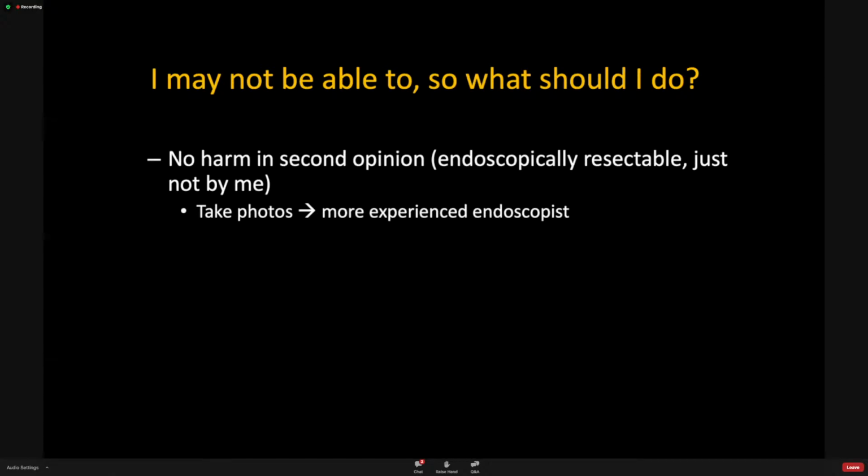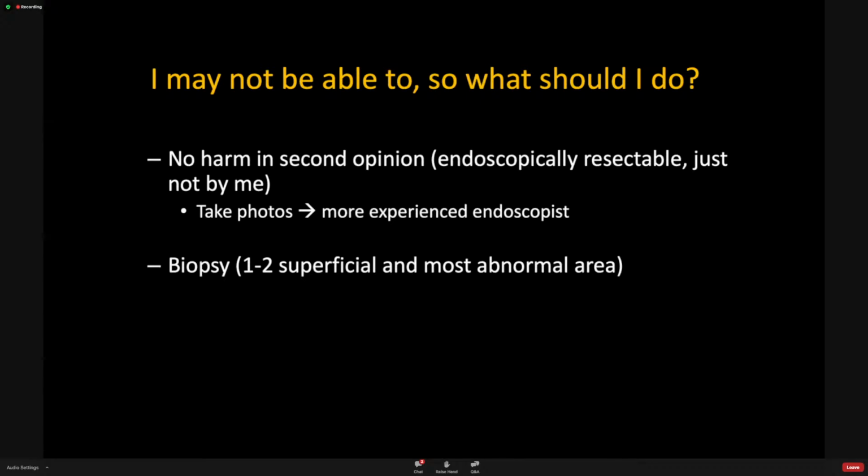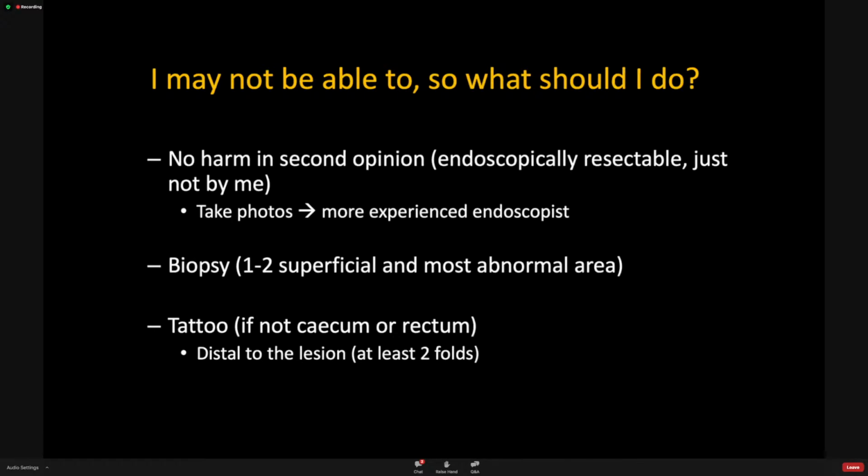Maybe someone like Professor Sano or Professor Kawamura in Japan. So you take photos and send it off to a more experienced endoscopist. You may want to take 1 to 2 superficial biopsies of the most abnormal area and tattoo distal to the lesion, at least 2 folds. But if the lesion is in the cecum or rectum, that's not necessary.